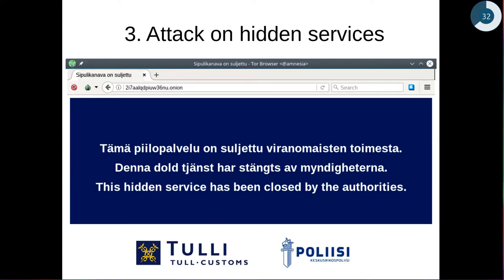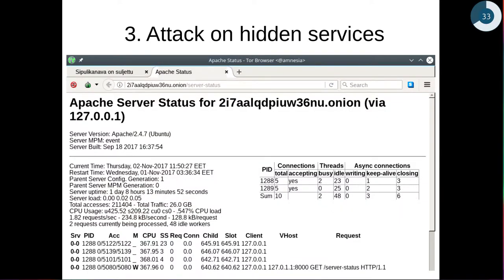Finnish police, when they took down Sipuli-kanava, they installed this, they changed the content of the site. Now there is only this image that they have taken down this onion address. I have no idea how they did that, but they did that. But you can look actually that they have this server status information leak there, which tells us some information like what is the uptime of the server, what is the installation, what is the time zone, what connections there are active, how much traffic there is coming in and out.